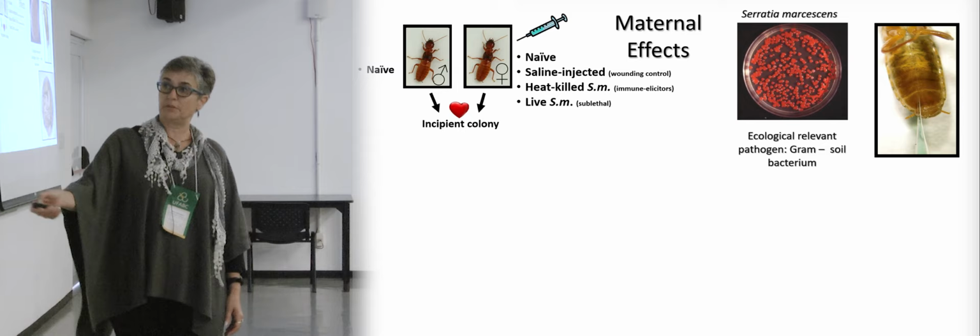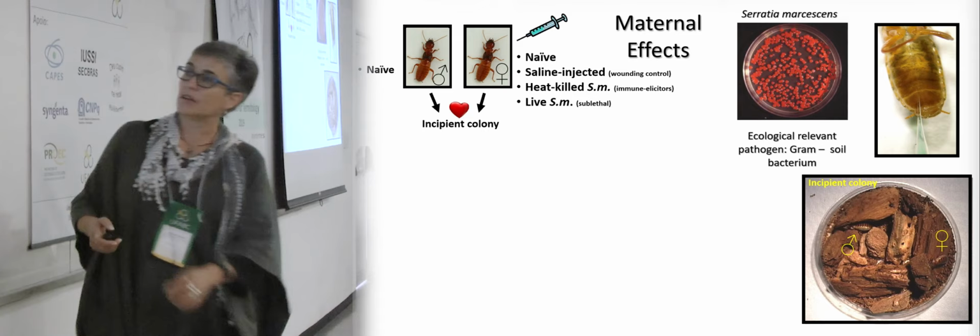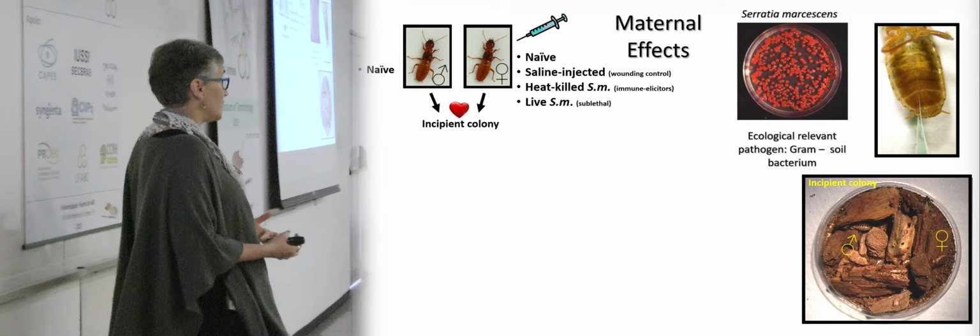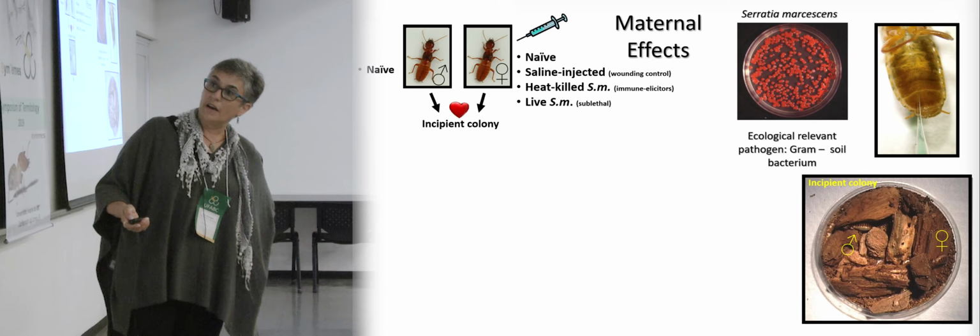This is an incipient colony. We call them our baby colonies. And you can see here the male, you can see here the female, and all that wood. And they get really romantic, and they start giving us eggs, and then those eggs hatch, and then they give us the babies that you saw yesterday in her video. So we put them together.